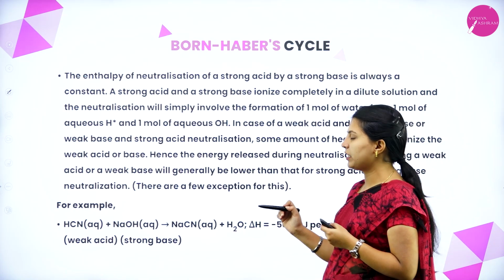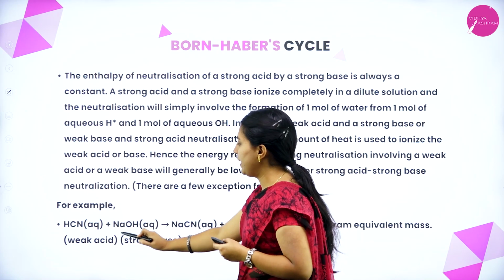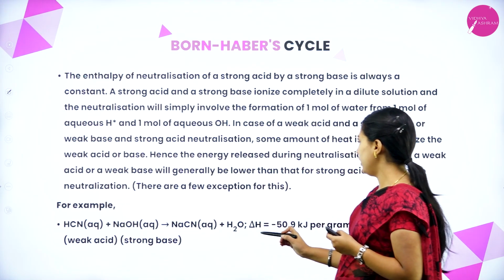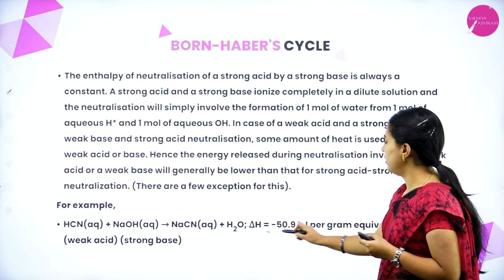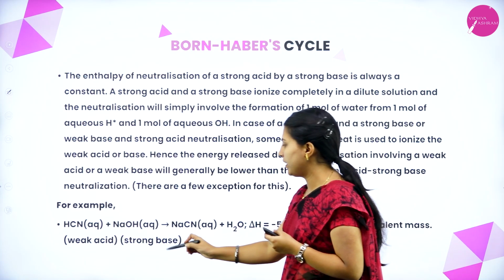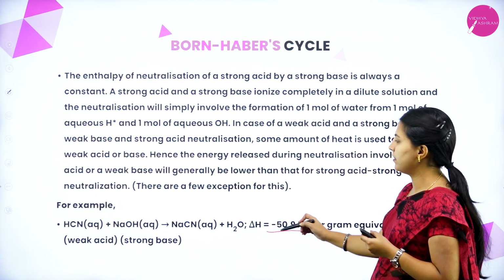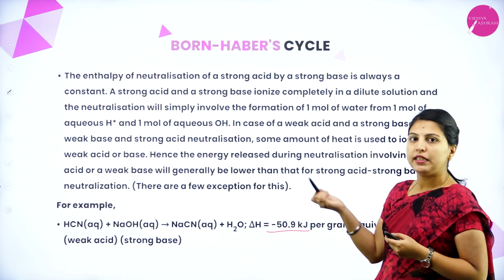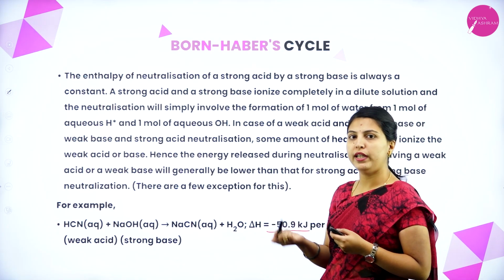There are a few exceptions for this. For example, HCN with NaOH gives NaCN and water. It has this amount of kilojoule per gram equivalent mass. This is a weak acid and a strong base, and this is an example. This value will be lower than that of the strong acid and strong base.